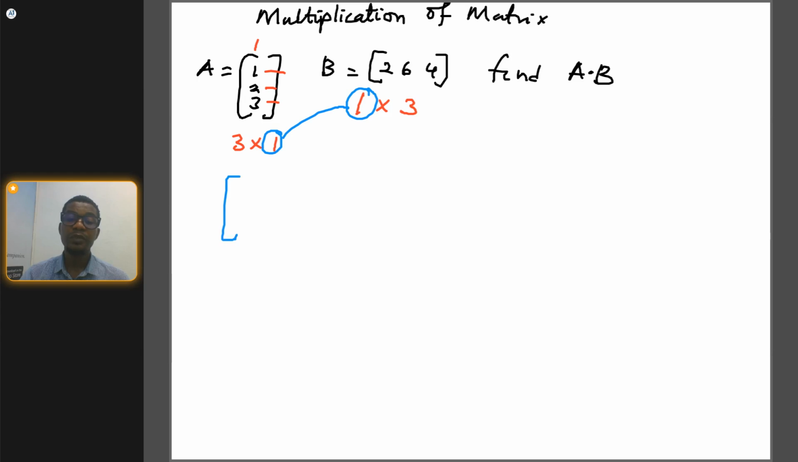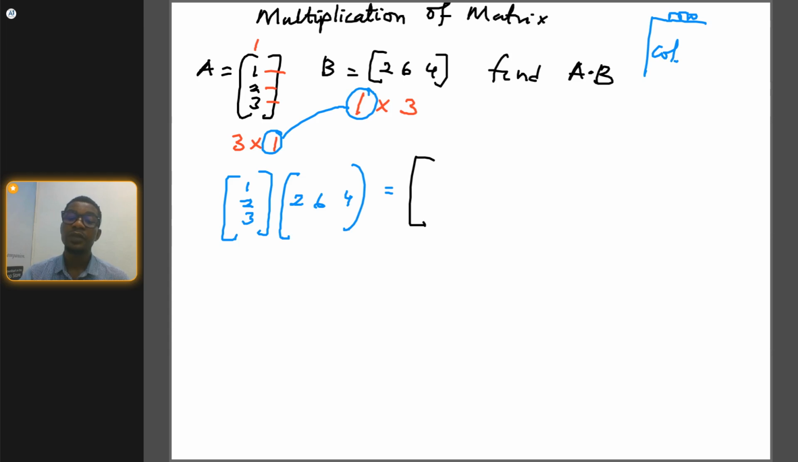So for multiplication, we have 1, 2, 3, and we have 2, 6, 4. To multiply this, we still follow the rule, row and column. We have 1 column here, and we have a row here. Now we can write it with the row coming first, that's 2, 6, 4, followed by 1, 2, 3.